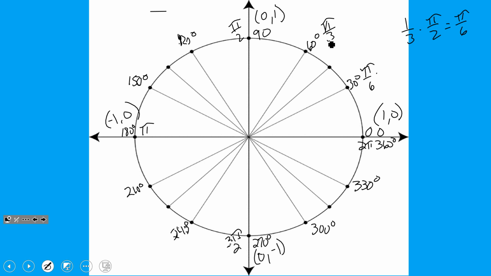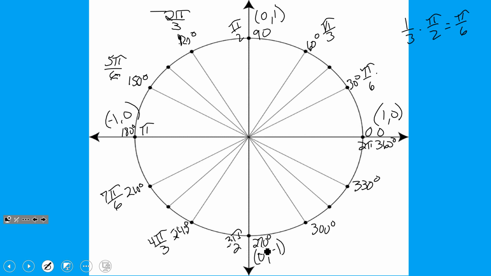120 would be 4 pi's over 6, which would be 2 pi over 3. 150 would be 5 pi's over 6. And then pi would be 6 pi over 6, which makes pi. Okay, so what's 210? 7 pi's over 6. Then 8 pi's over 6, which reduces to 4 pi over 3. Then 9 pi's over 6, which is 3 pi over 2.